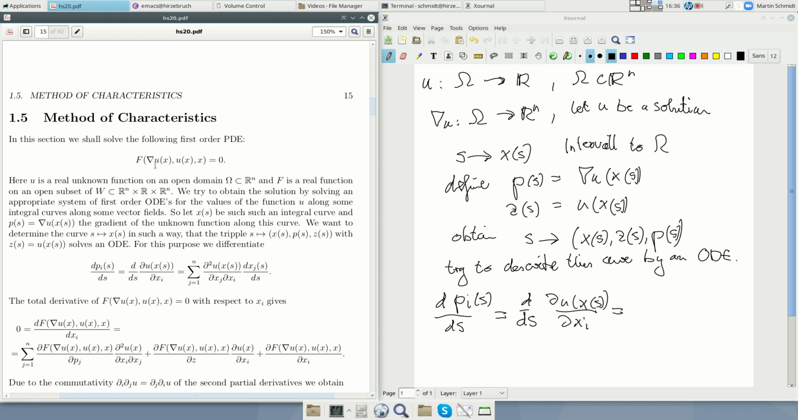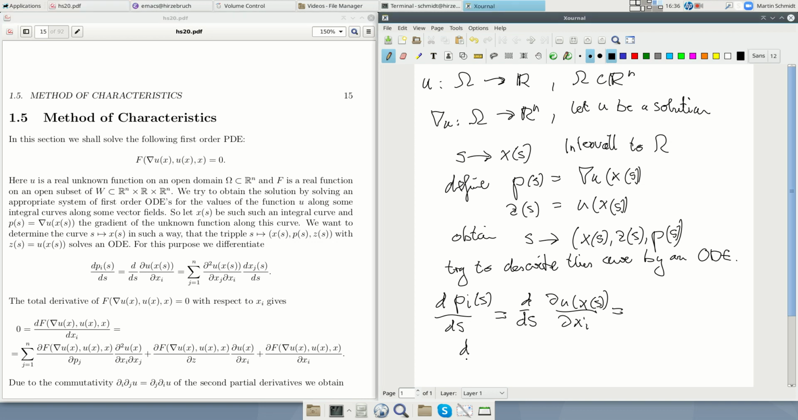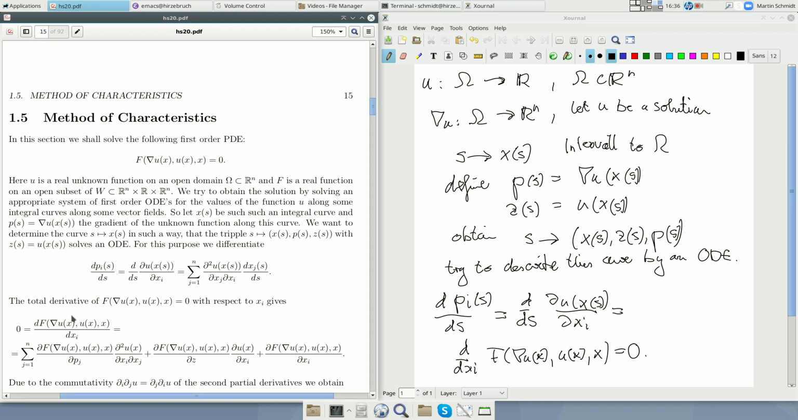Now, of course, we want to use this equation. Yeah, and if this equation is true, then of course also all derivatives vanish. This equation should be true for all x. So all derivatives should vanish. Yeah, so this should mean d by dxi of f of gradient u of x, comma u of x, comma x. This should be 0. Now we do the calculation again by the chain rule.